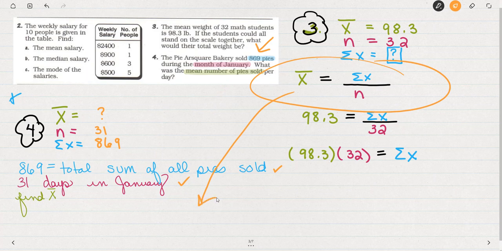So if we applied the same formula, we would have x bar, or the mean, equal to 869 divided by 31. And that'll give us the x bar.